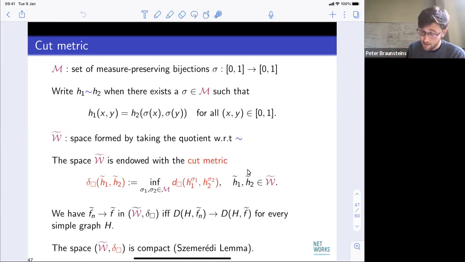We can endow this space with a metric where we use the cut distance. And it's known that we have convergence in this new space if and only if all of the subgraph densities converge for every simple graph H. So basically the topology generated by this cut metric is the same as the topology generated by the subgraph densities. And importantly, this space is compact. Okay, so we now have a compact space.